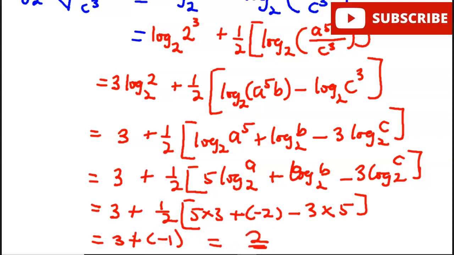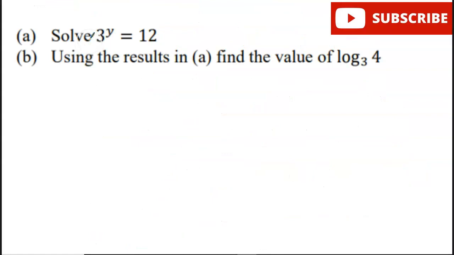So let's look at the last one. We are to solve 3 to the power y is equal to 12, and then use the results in a to find the value of log 4 to the base 3. Now the a part, this is tricky. Now let's look at something here. You can express 12 in terms of 3, but there's no single number that you can express 3 and 12 in terms of. So when this happens, you resort to logarithm.